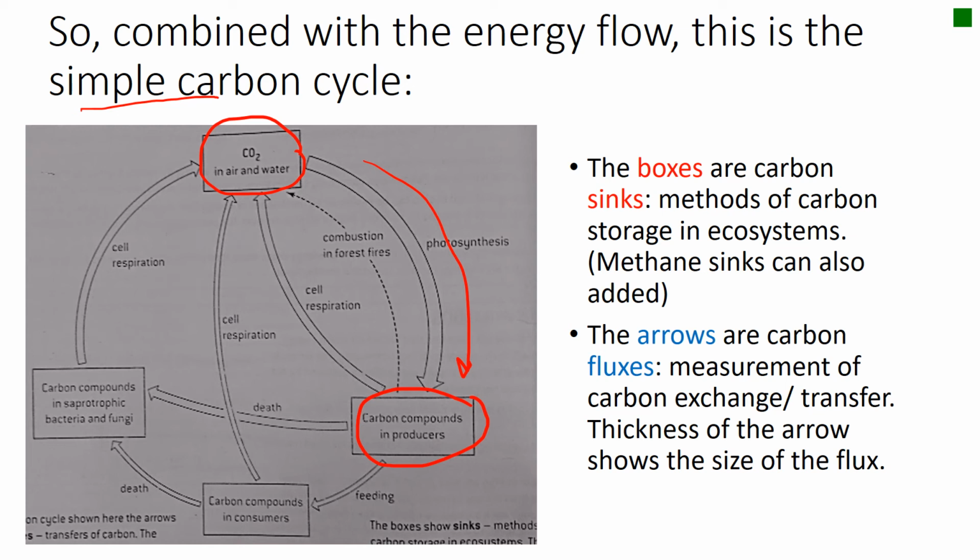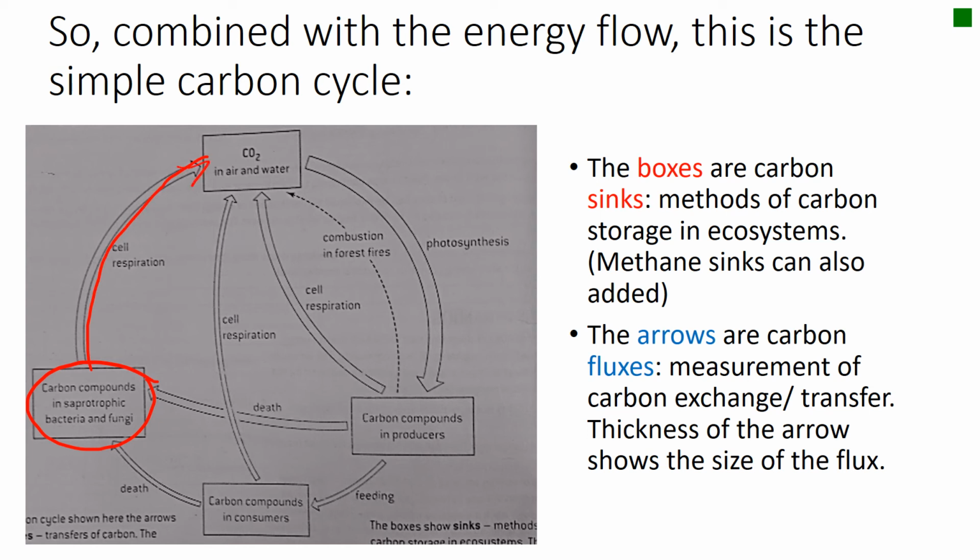And this body of the producer later on will be eaten by consumers. Now when we talk about consumers here, there are primary consumers, secondary consumers, and so on. So the primary consumer will be eaten by the secondary, the secondary will be eaten by the tertiary, and so on. And then if they die, it means that they are going to be the food for the saprotrophic bacteria or fungi, right?